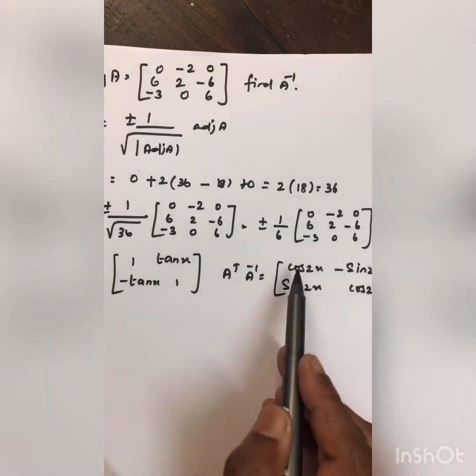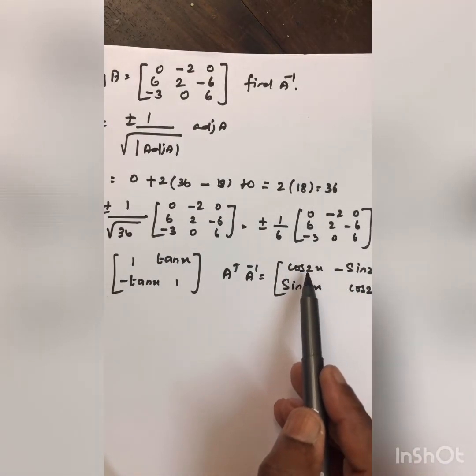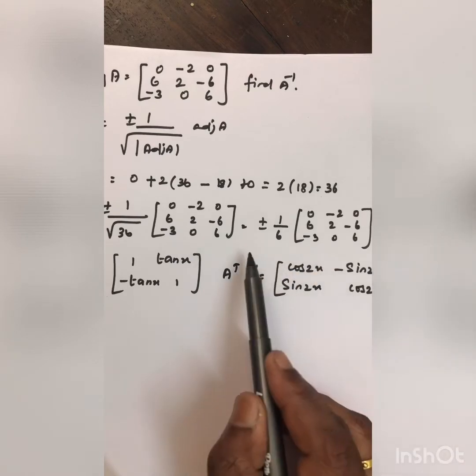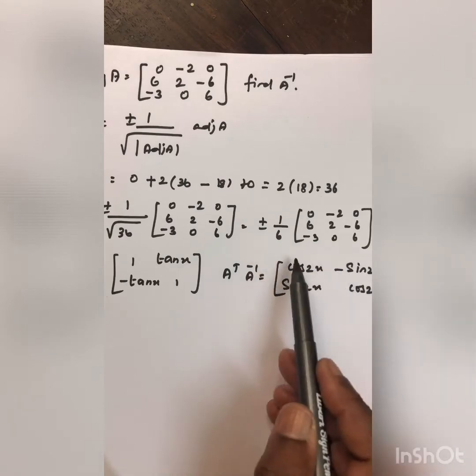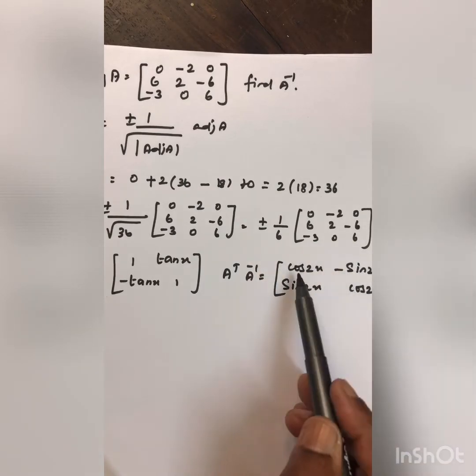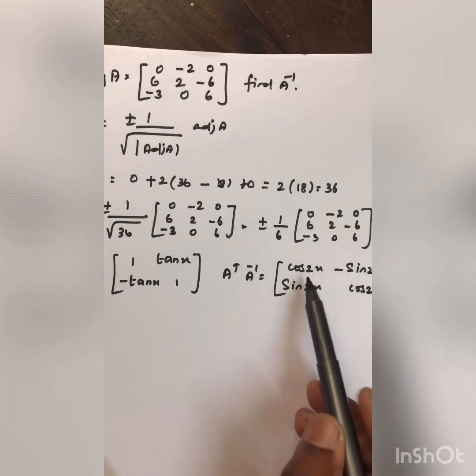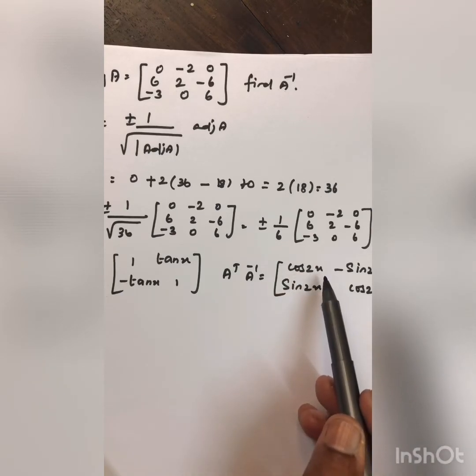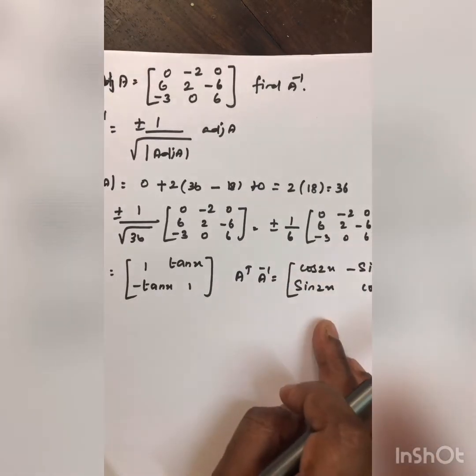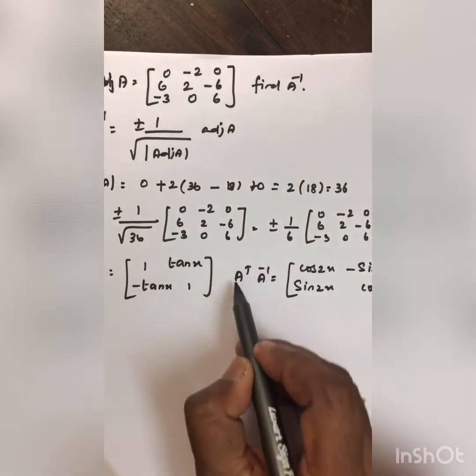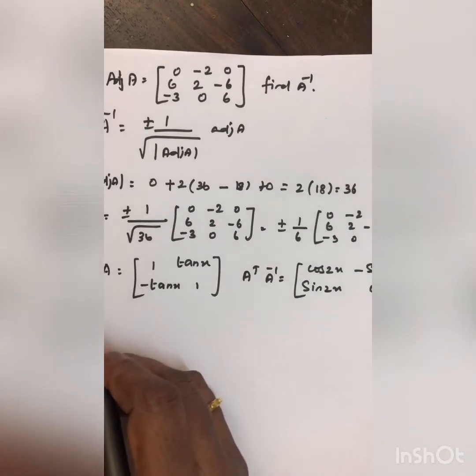So simultaneously you need to remember all the trigonometric formulas also. Since it is given cos 2x and sin 2x, for cos 2x we have 4 formulas. Remember the formulas for cos 2x: cos square x minus sin square x, then 1 minus 2 sin square x, or 2 cos square x minus 1. Okay, one more formula in terms of 1 minus tan square x by 1 plus tan square x. So simultaneously you need to remember the formulas. Let me look at this. This is show that A transpose.